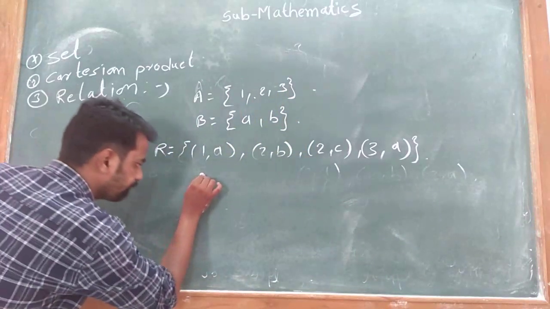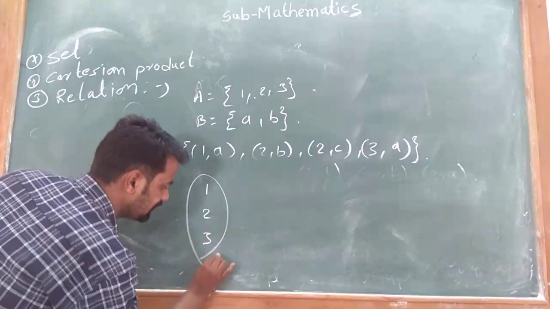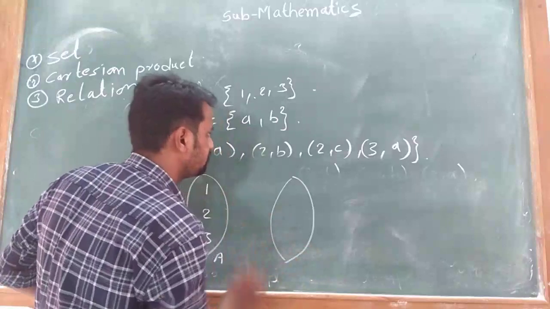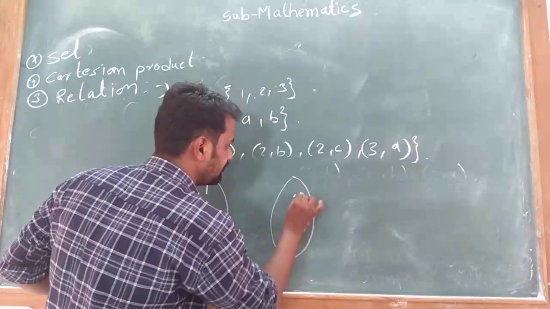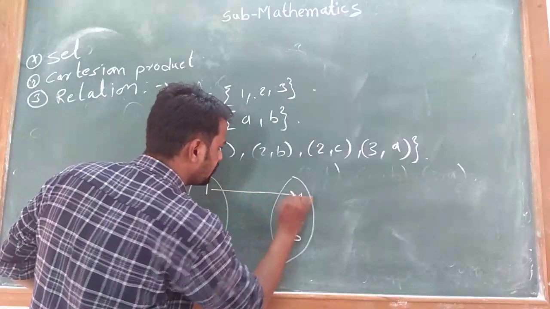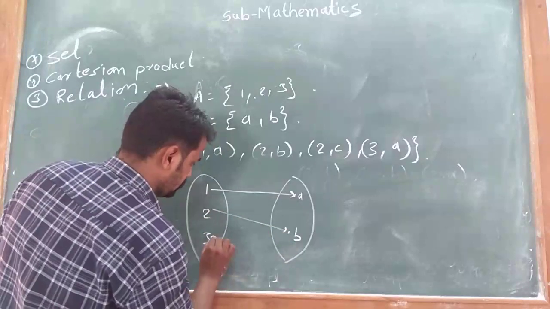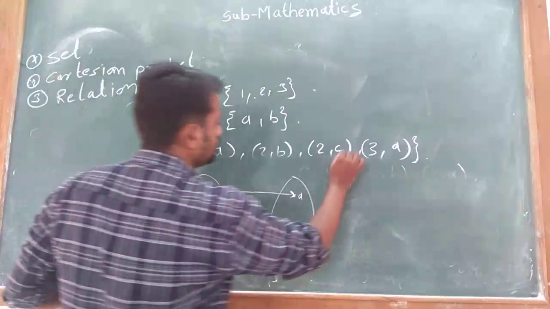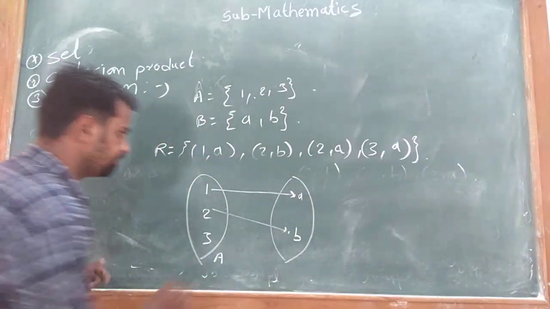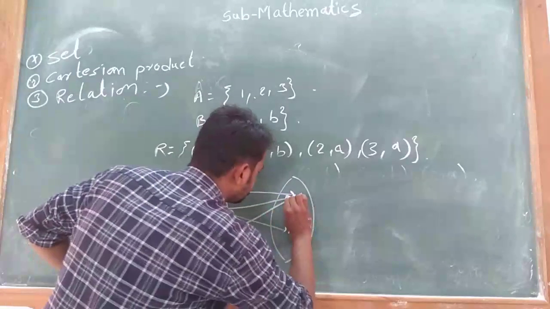That is 1, 2, 3. It is A set. Here is a B set. That is A and B. Here 1 goes to A, 2 goes to B, 2 goes to A, 3 goes to A.